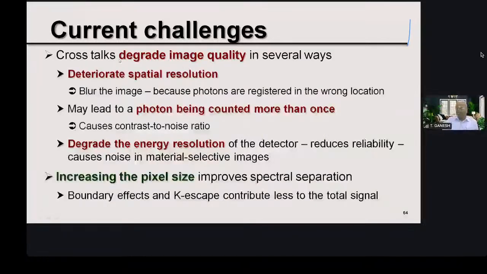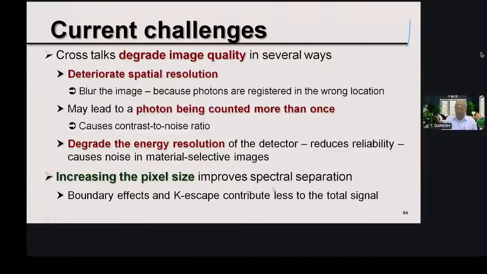So the crosstalk like this, whatever we have seen, degrades the image quality in several ways. It deteriorates the spatial resolution, blurs the image because photons are registered in the wrong location, and it may lead to a photon being counted more than once, causing deterioration in the contrast to noise ratio. It degrades the energy resolution of the detector, reduces reliability, and causes noise in the material selective images. And if you can increase the pixel size, you will be able to reduce this effect.